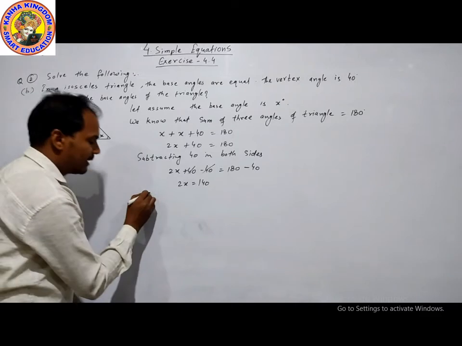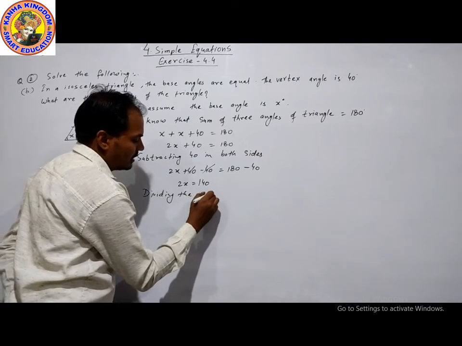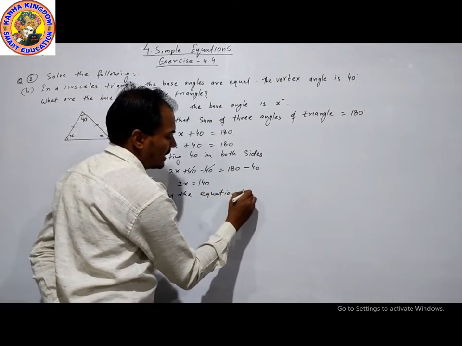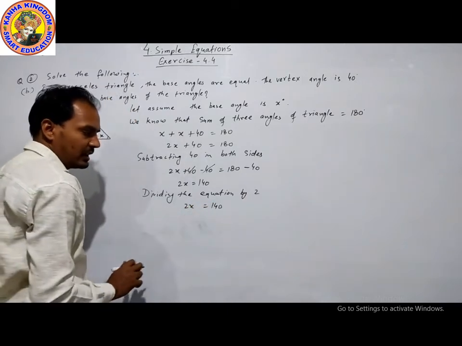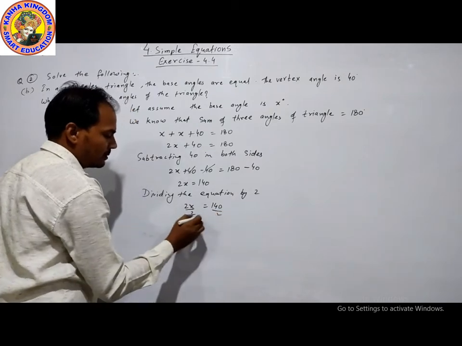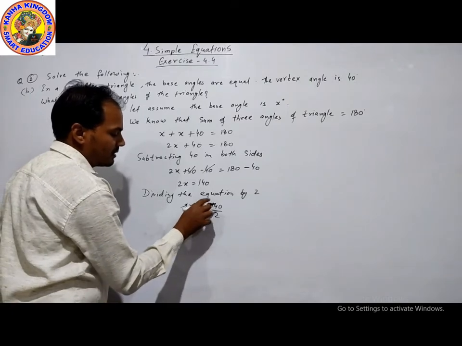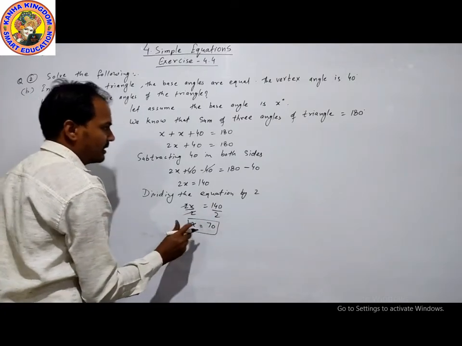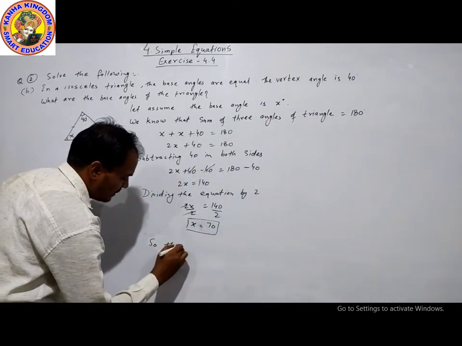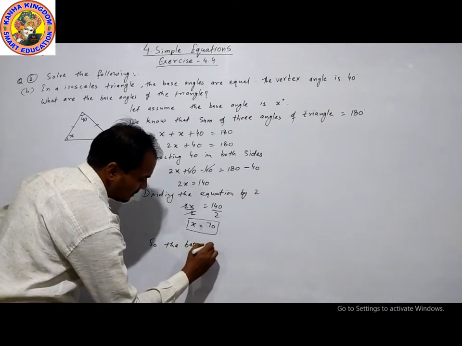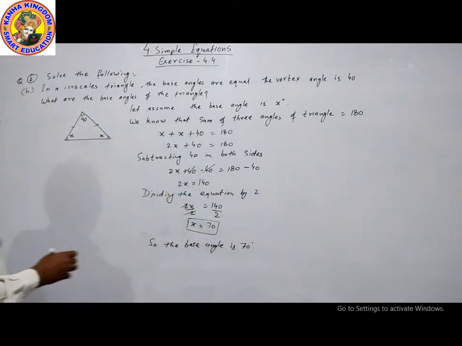Now x is multiplied by 2, so we will divide. Dividing the equation by 2, 2x is equal to 140. Now we will divide by 2. 2 and 2 cancel. x is 70. What is x? x is the base angle. So the base angle is 70 degrees. This is our answer.